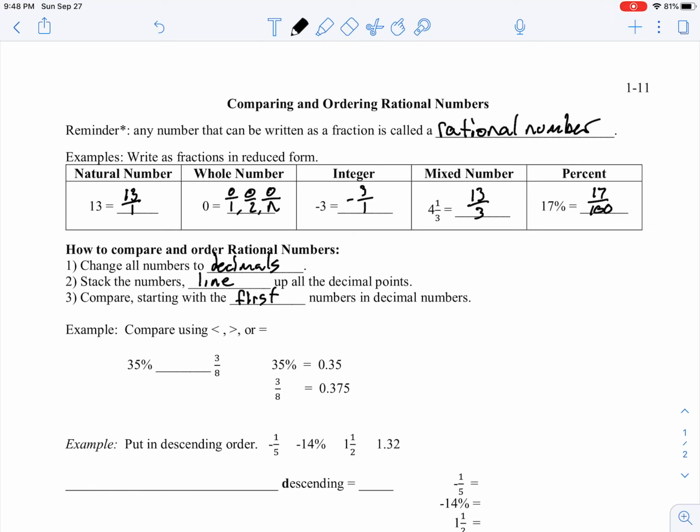So example here, we are going to compare 35% and 3/8. Well, here they've taken 35% and changed it into a decimal. And we also have 3/8 turned into a decimal. So we have a 0 and a 0 here. We have a 3 and a 3 here. And then we notice that 7 is going to be bigger than the 5 that we have over here. So 3/8 is going to be bigger than 35%.